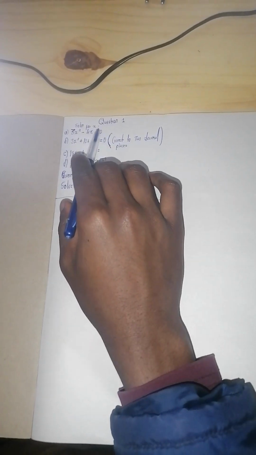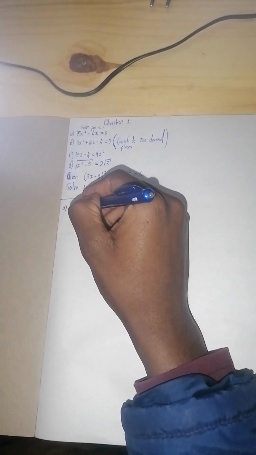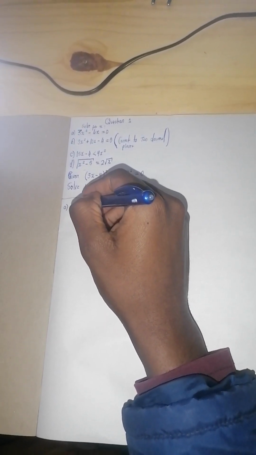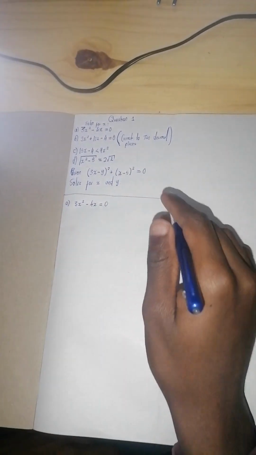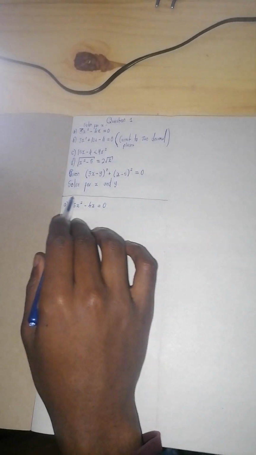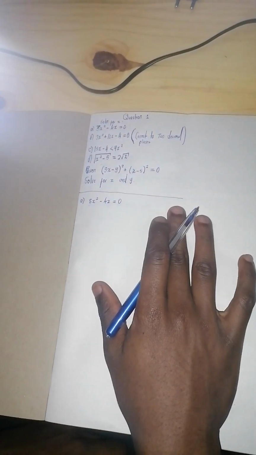The first equation, this is an equation because it has an equals sign. So let me start with it. It goes like this: 3x squared minus 4x is equivalent to 0. So this is a function. You must find where this function is equal to 0.